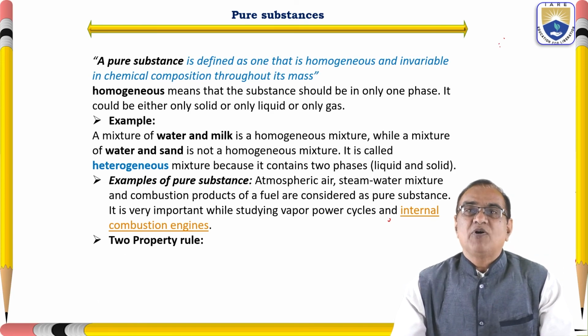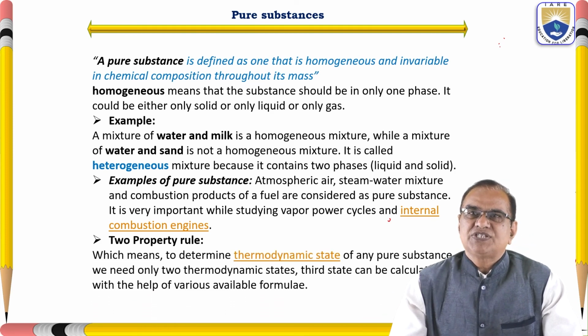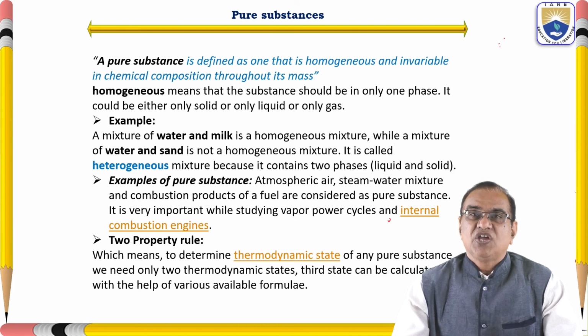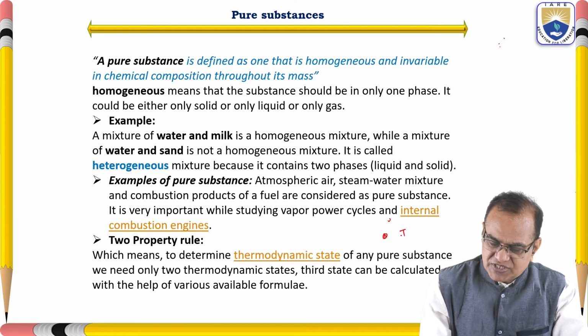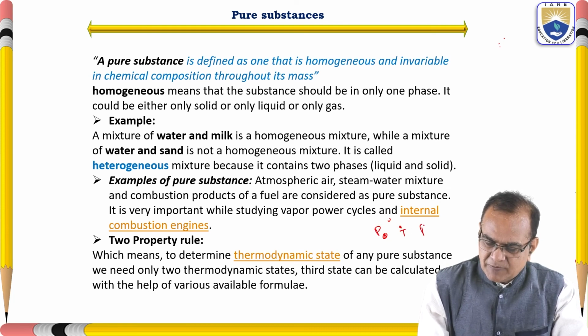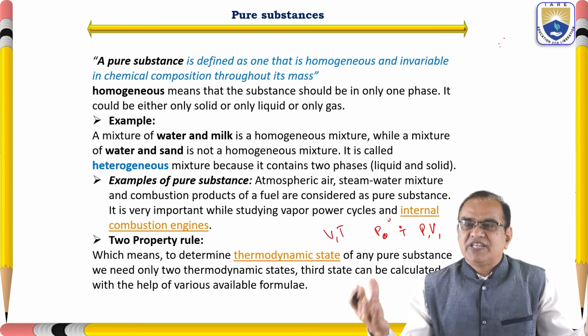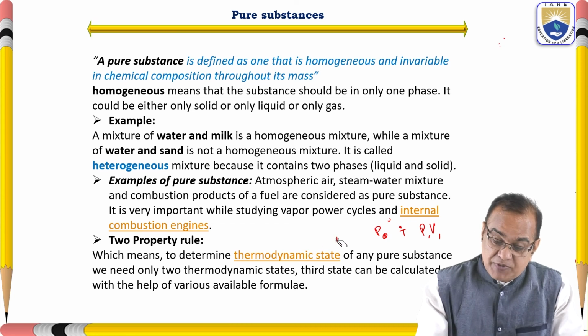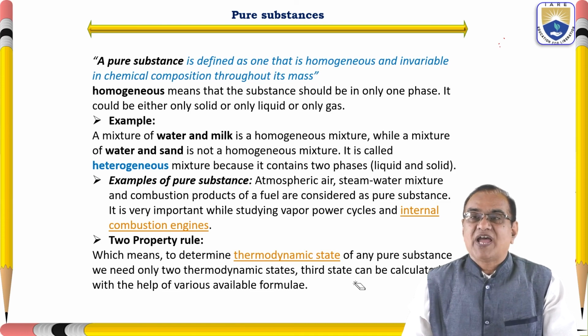We should also understand the two property rule. So what is this two property rule? It means that to determine the thermodynamic state of any pure substance, we need only two thermodynamic properties. So if it is a pure substance, we need only two, either pressure and temperature, or pressure and volume, or volume and temperature. If you know any two, you can find out the third if it is a pure substance, because for a pure substance the laws of thermodynamics or state equations will be used.